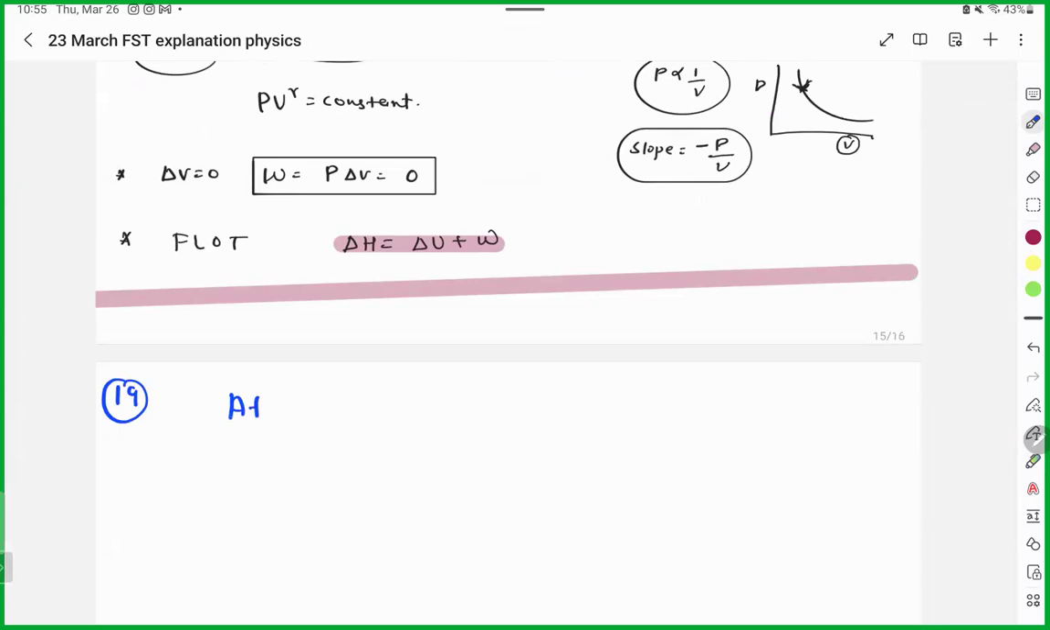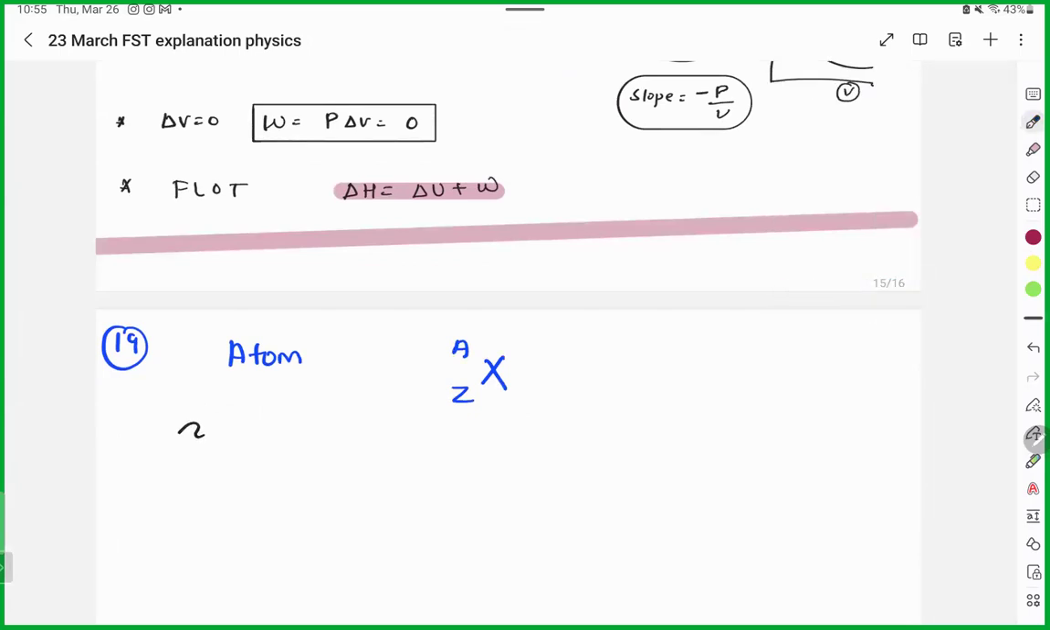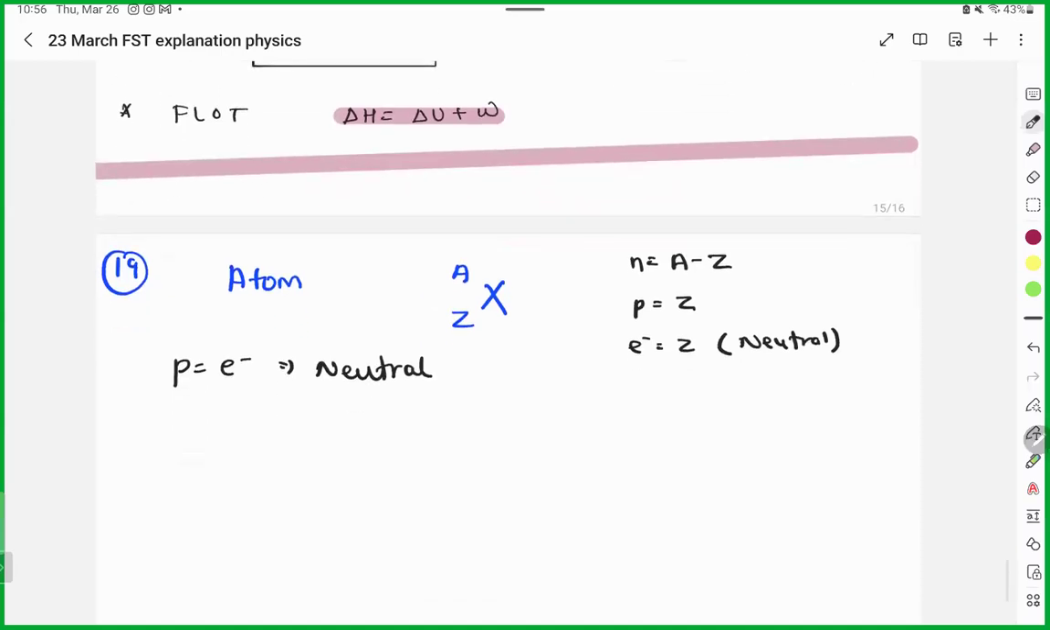We know in case of atom, whenever you represent Z and A, Z is the number of proton, and we know number of proton is equal to number of electron. So if number of proton and electron are the same, then it is neutral. Correct? So A is atomic mass. What is the number of neutron? A minus Z. Number of proton? Z. Number of electron? Z in neutral condition. Correct? So number of electron and proton are the same. First statement was correct.